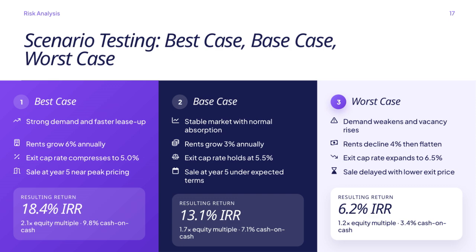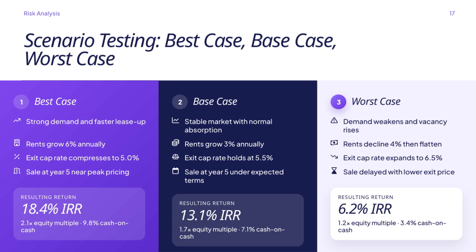Finally, in the worst case, demand weakens and vacancy rises, causing rents to decline by 4% before leveling off. The exit cap rate expands to 6.5%, and the sale is delayed due to lower pricing at exit. Here, the IRR drops significantly to 6.2%, with a 1.2x equity multiple and a 3.4% cash-on-cash return, indicating much tighter returns and highlighting the increased risks if market conditions deteriorate. This risk analysis helps us understand a range of potential outcomes and guides decision-making by showing how different market dynamics can impact investment performance.